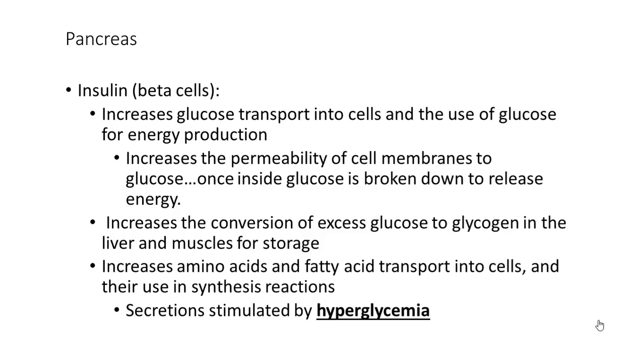When there's too much glucose, that insulin will convert that glucose to glycogen in the liver and in the muscles so that it's stored so that it can be used for later.